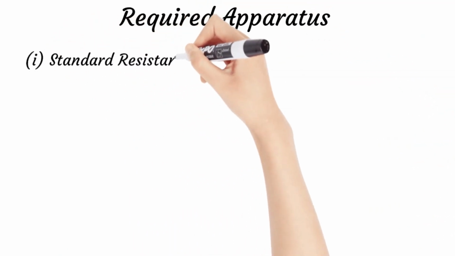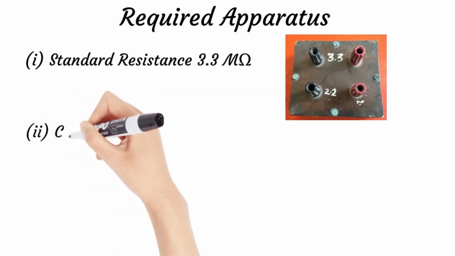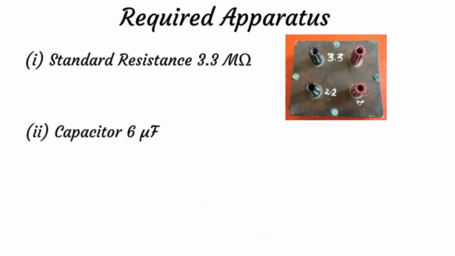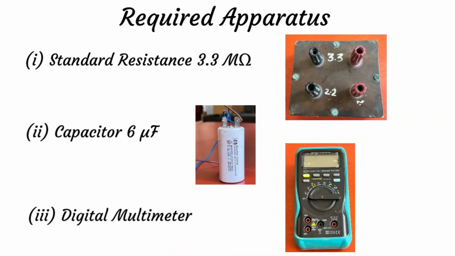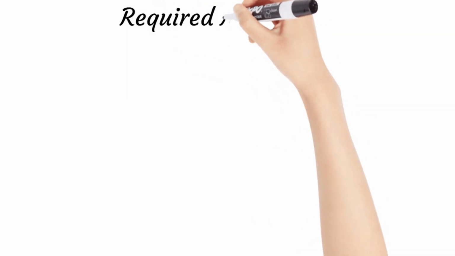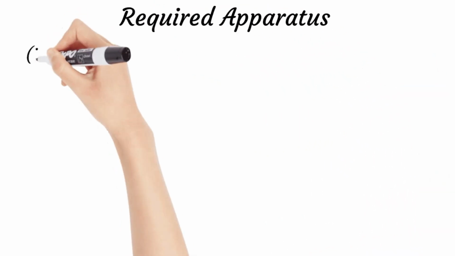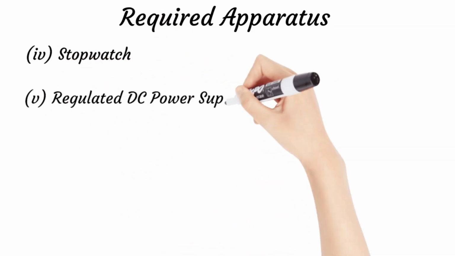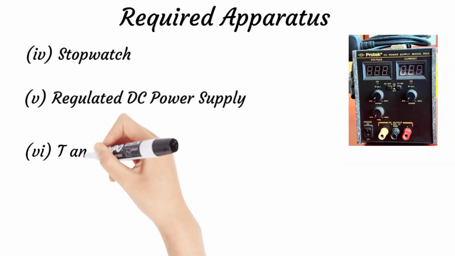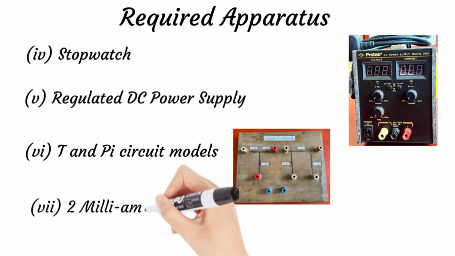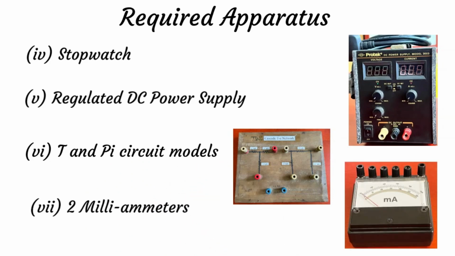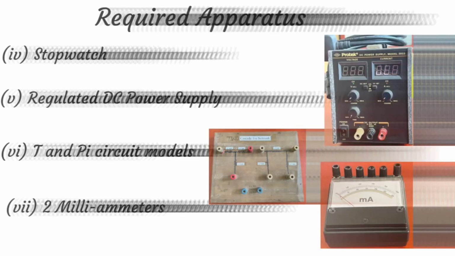We need a standard resistance of 3.3 ohm, a 6 microfarad capacitor, a digital multimeter. Also, we need a stopwatch, regulated DC power supply, T and pi circuit model, and 2 milliammeters. All these apparatuses are provided in the installation lab, and for the stopwatch you can use the stopwatch option in your smartphones as well.